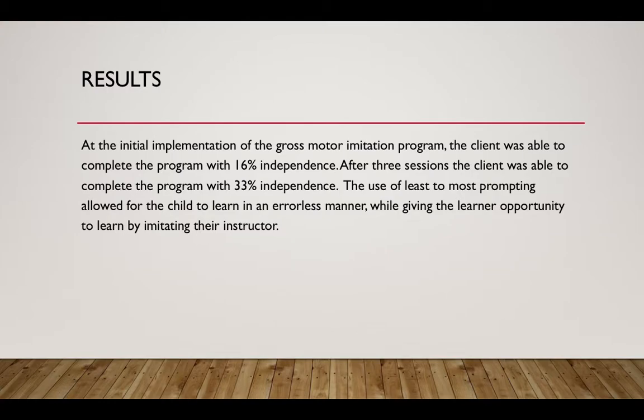Concluding the results of the gross motor imitation program, at the initial implementation of the gross motor imitation program, the client was able to complete the program with 16% independence. After 3 sessions, the client was able to complete the program with 33% independence. The use of least to most prompting allowed for the child to learn in an errorless manner while giving the learner an opportunity to learn by imitating their instructor.